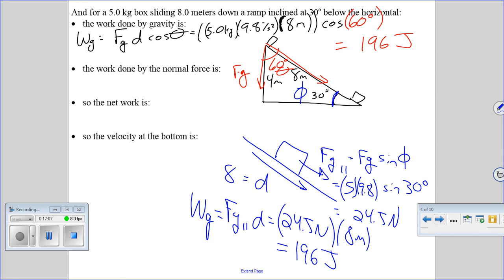That seems a lot more difficult. But my point is that as long as you correctly break your force or your displacement up into a component that's parallel with the other one, you can just straight out multiply. All right, are we good or no? Okay, cool.